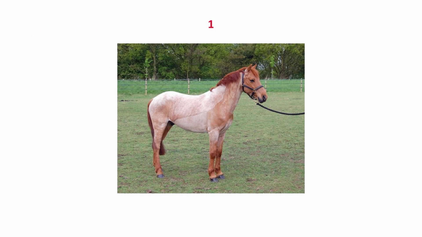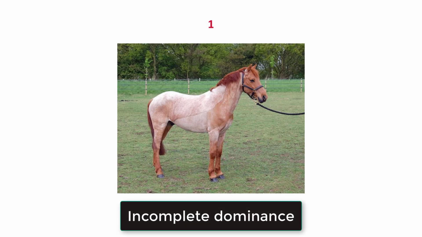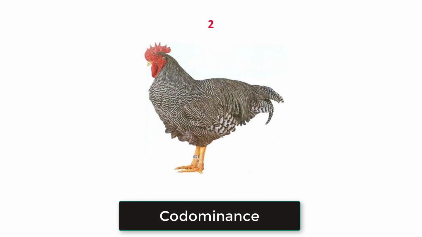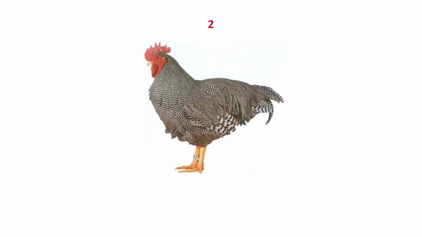The first picture shows a roan horse. As we know that roan horses are offspring of a chestnut and white horse, hence we can tell that it is an example of incomplete dominance. The second picture shows a speckled chicken with black and white colored feathers. It indicates that both the colors are equally dominant and hence are equally expressed in the chicken.